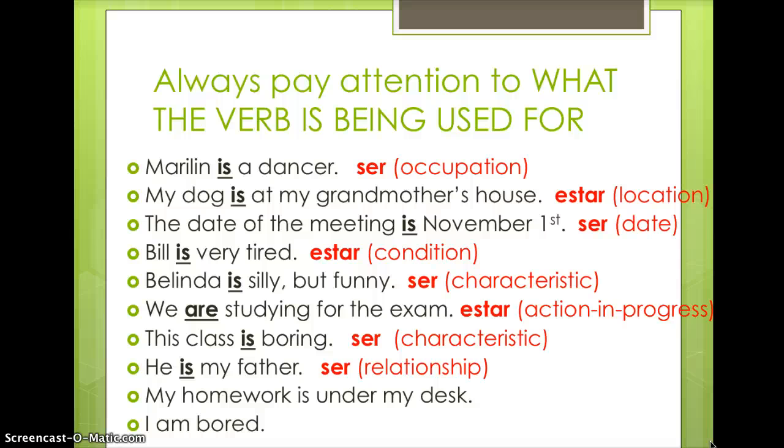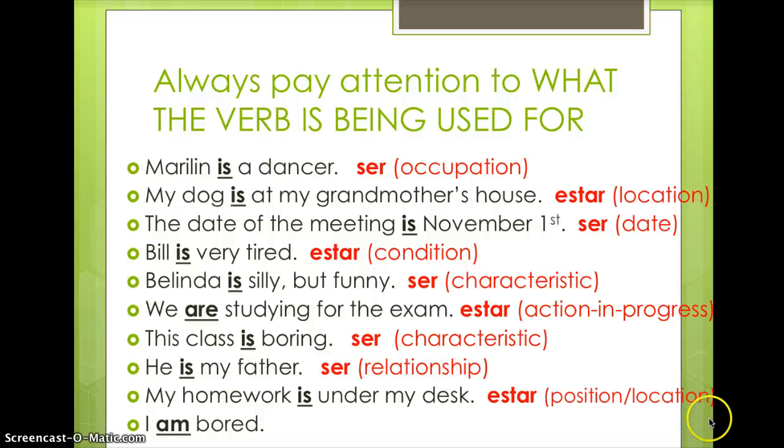My homework is under my desk. I'm telling you with the word under the location of my homework. So position or location. It's literally underneath my desk. If I only have one desk, then I'm telling you the location as well. I am bored.